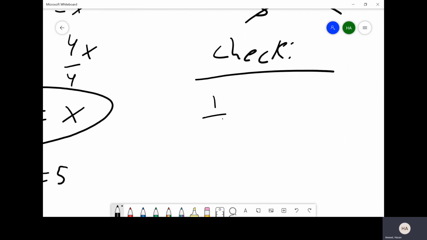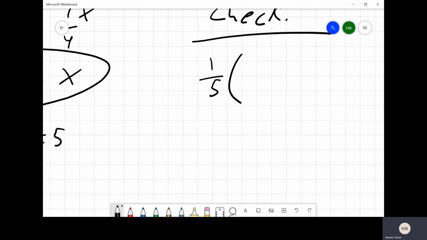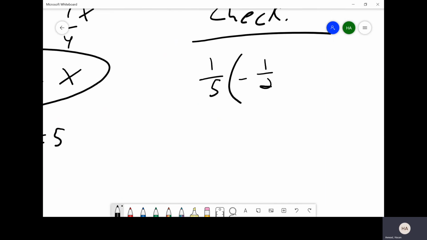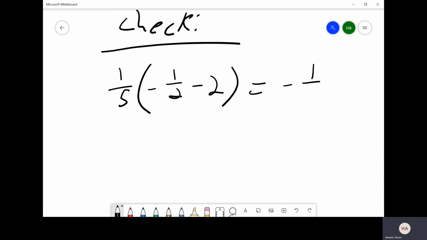So we have 1/5 times, it was x minus 2, right? Oh man, yeah, x minus 2. So we have -1/2 minus 2 is equal to -1/2, right? And this should work out. We should end up with a -1/2 is equal to -1/2. That's the entire goal here, right?